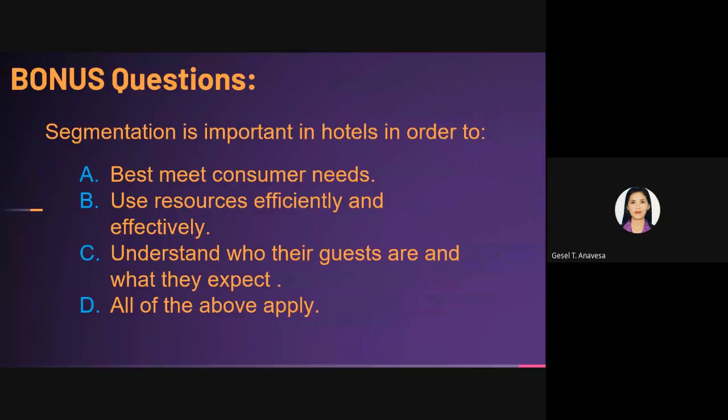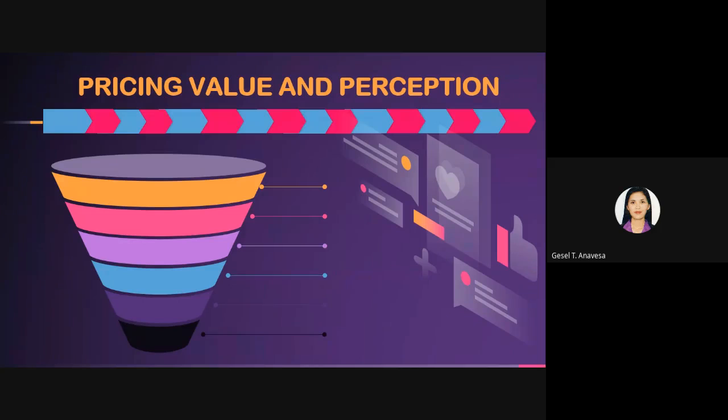So here's the bonus question. So segmentation is important in hotels in order to, first, best meet consumer needs, second, use resources efficiently and effectively, C, understand who their guests are and what they expect, D, all of the above. So the answer would be all of the above. Okay. Now let's proceed to pricing, value, and perception.